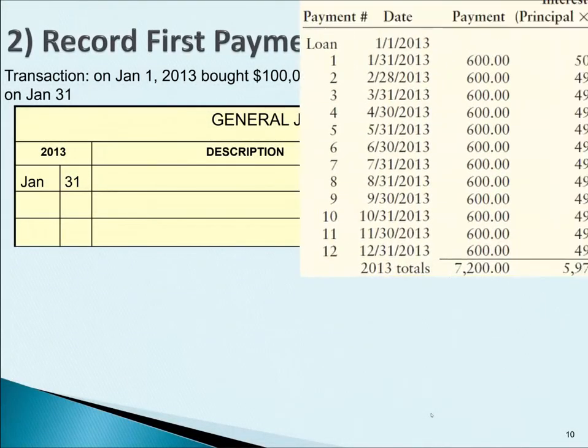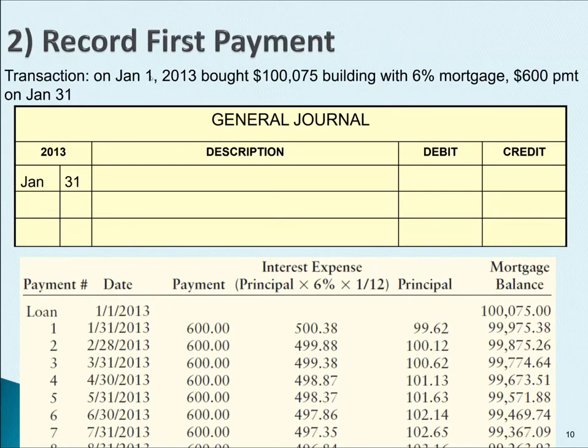Now our next task is to record the first payment. Remember, the transaction happened at the beginning of the month. It's now January 31st, so we have to make our $600 payment. So to do this transaction, we need an amortization schedule, and we know we need to record some interest expense, and the amount to record is $500.38. Interest is going up. And we also need to record the amount of the mortgage that's being paid off, and that's the principal amount, $99.62. Add those two up, and those have to be equal to our payment, and cash is going to be going down for our payment.